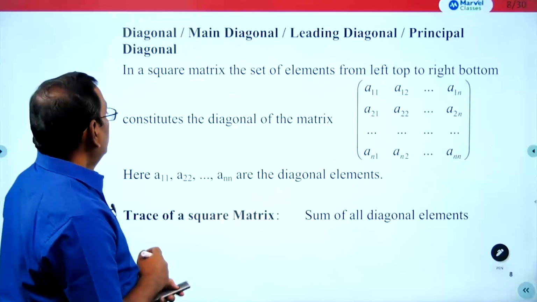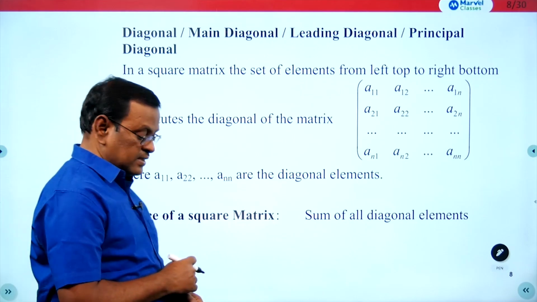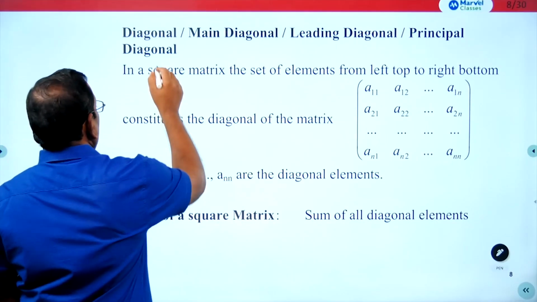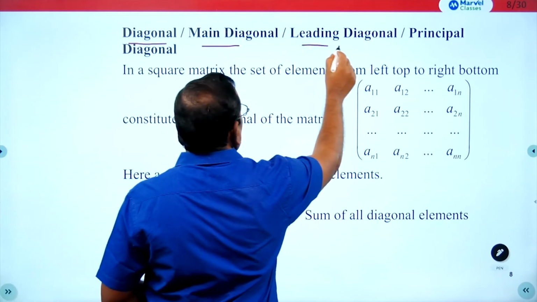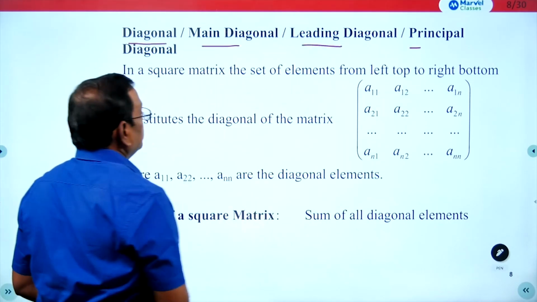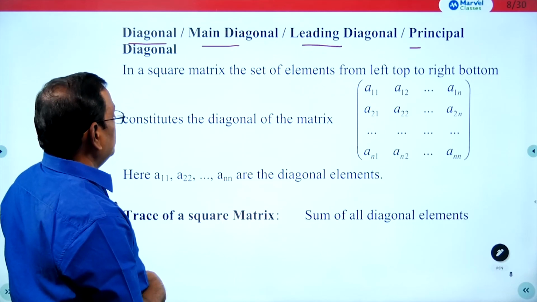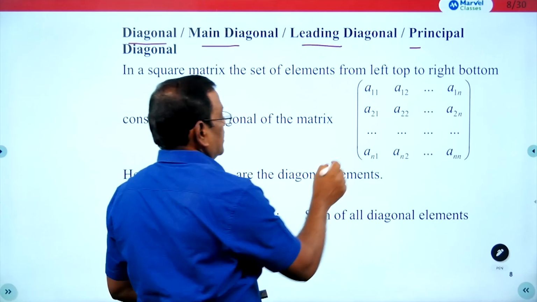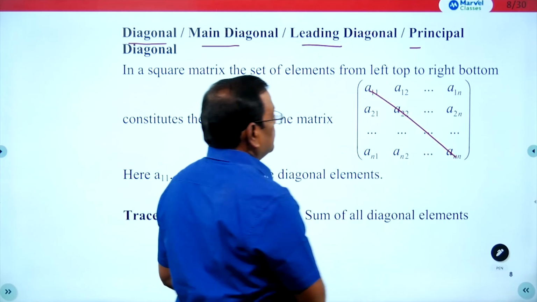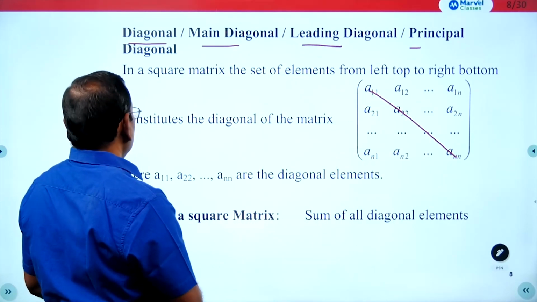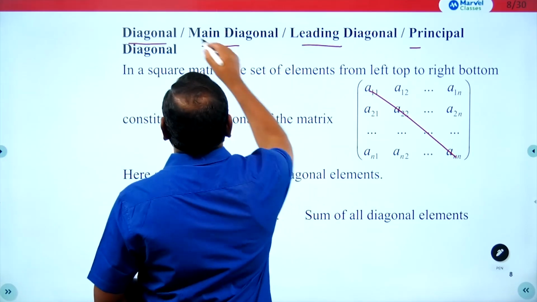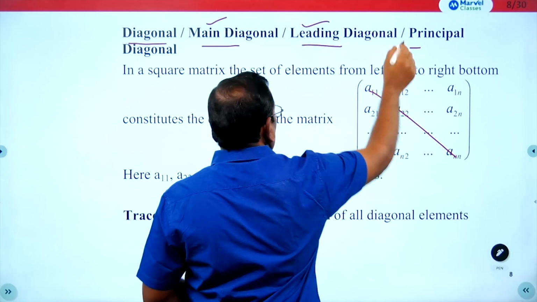Okay. And one additional concept in a square matrix is called diagonal elements: main diagonal, leading diagonal and principal diagonal. In a square matrix, the set of elements from left top to right bottom constitutes the diagonal of the matrix. This diagonal is called the main diagonal, leading diagonal or principal diagonal.